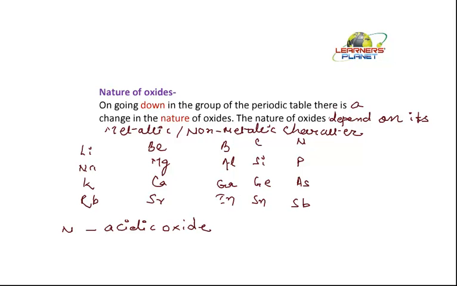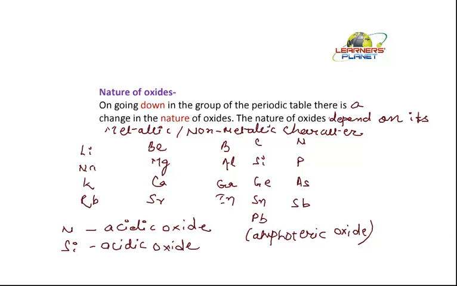Like your boron, it forms acidic oxide, whereas aluminium is forming amphoteric oxide. Your carbon, silicon, germanium, tin, lead. Lead is forming an amphoteric oxide. Okay, whereas your silicon is forming acidic oxide. So this is nitrogen, your silicon, acidic.